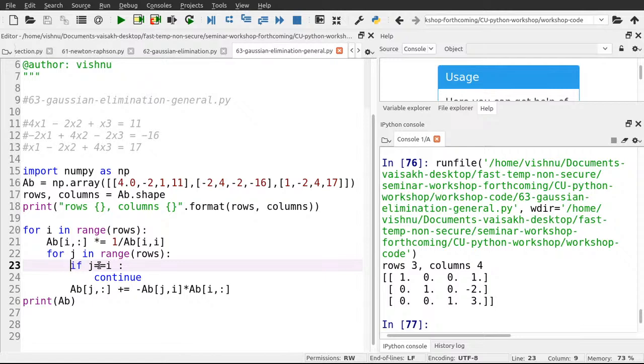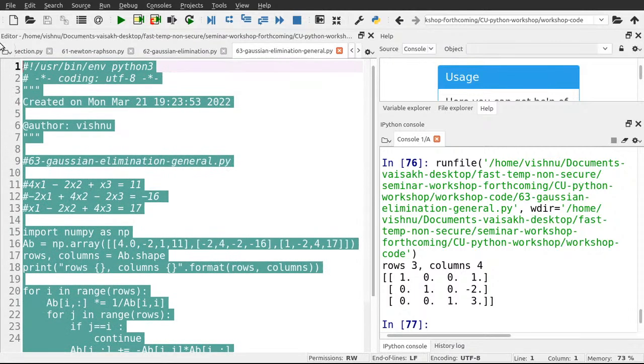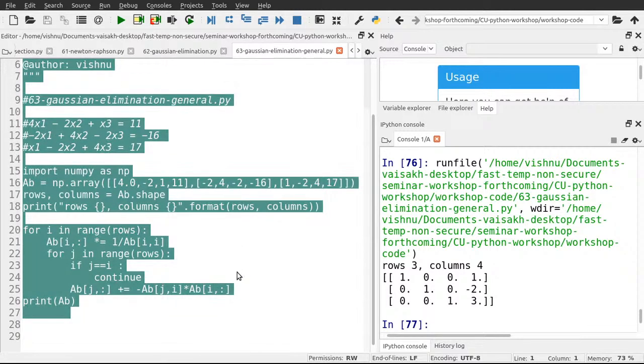So that's why we are asking if j is equal to i, continue. Continue means not to go down, but continue to this for loop. Go back to take the next value of j. So continue essentially means take the next value of j. After that, the row is being manipulated, so this process continues. And finally, AB is printed. That's it. Let me just update this first. As I told, this is not the completely general program. Let me update the Google Sheet.